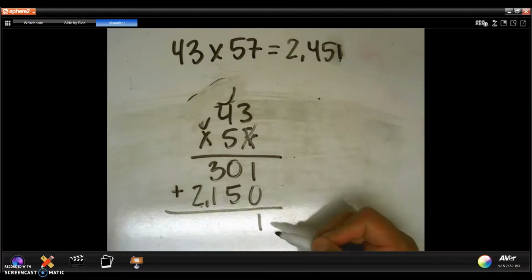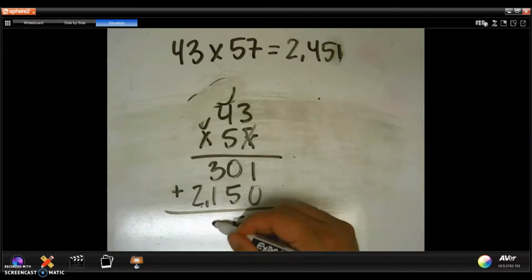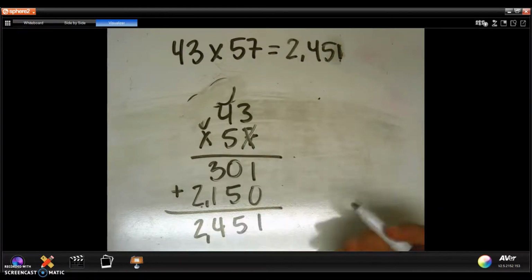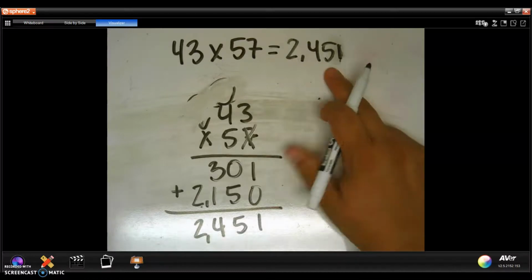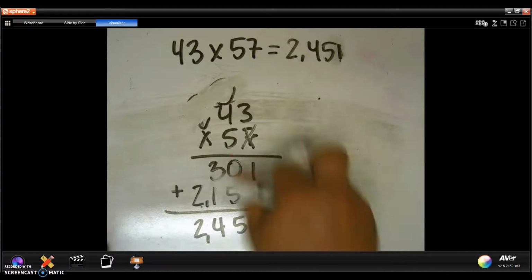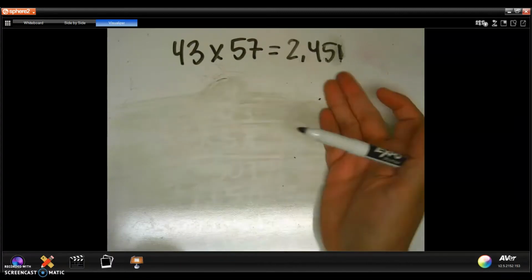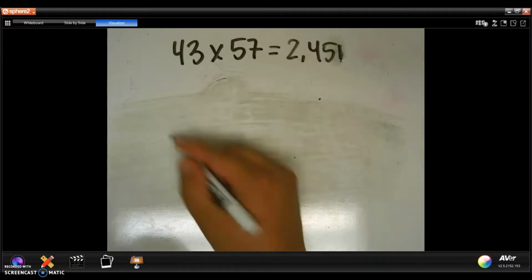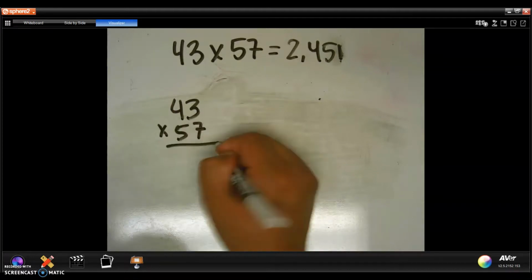1 plus 0 is 1. 0 plus 5 is 5. 3 plus 1 is 4. And 2 plus nothing is 2. So we got 2,451, which matches up. Now, the third way that we can do this is basically take the standard algorithm, but break it up into steps. So 43 times 57.